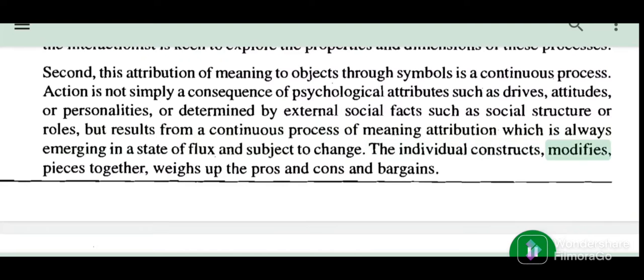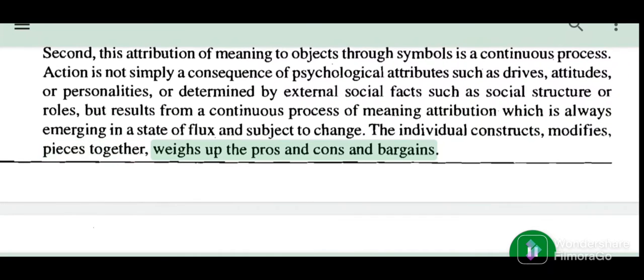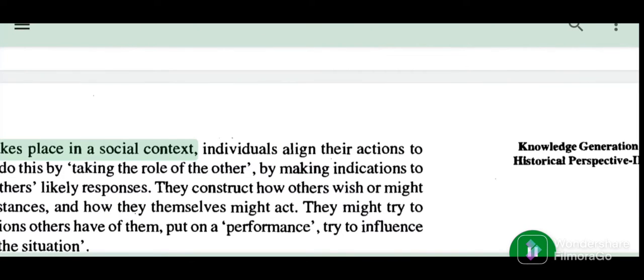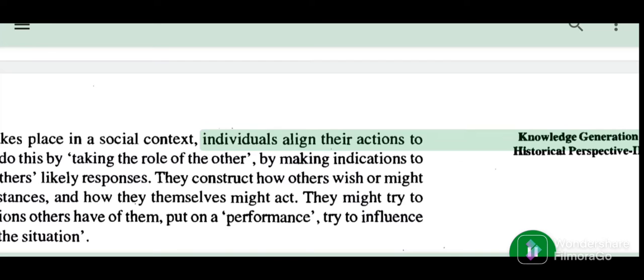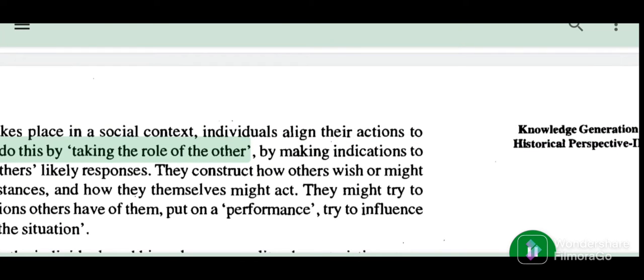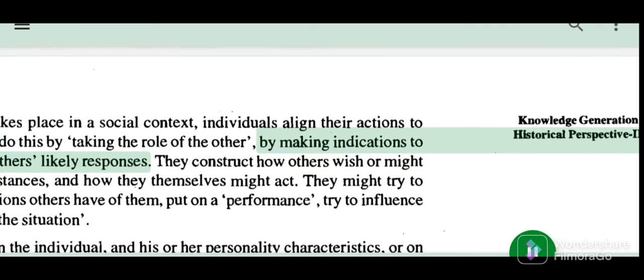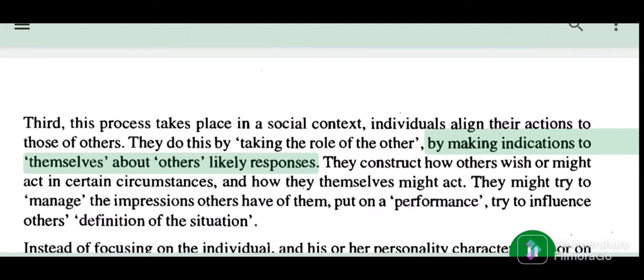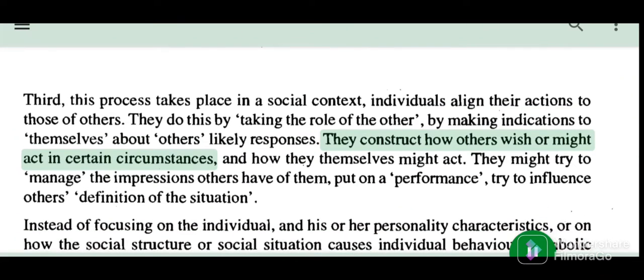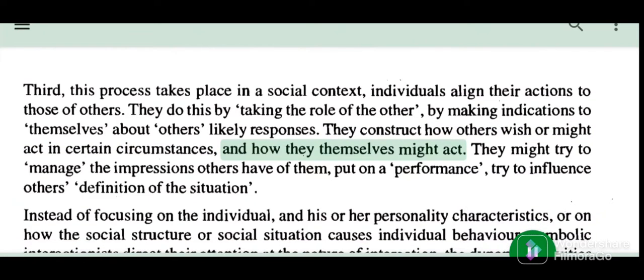The individual constructs, modifies, pieces together, weighs up the pros and cons and bargains. Third, this process takes place in a social context. Individuals align their actions to those of others. They do this by taking the role of the other, by making indications to themselves about others' likely responses. They construct how others wish or might act in certain circumstances, and how they themselves might act.